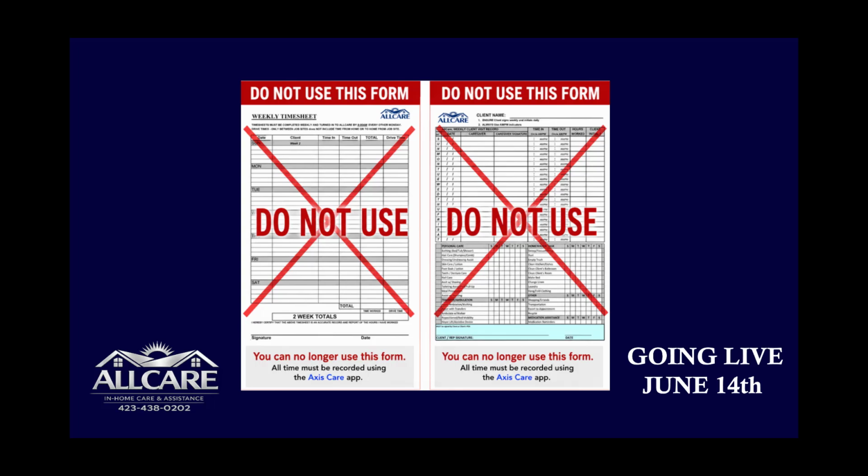Currently, caregivers complete weekly timesheets and client visit records. Those forms are reviewed, collected, processed, and entered into our system for payroll and billing purposes. AxisCare eliminates much of that process by allowing caregivers to document visits electronically from their phones. The result is less paperwork, improved communication, better documentation, faster processing, and fewer errors.